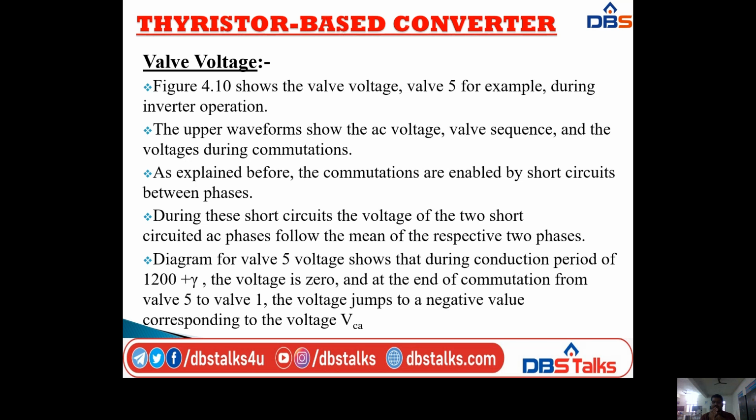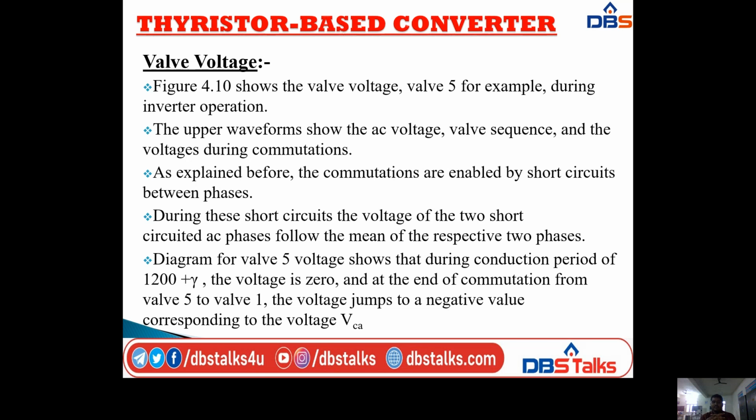In that diagram, the upper waveforms show the AC voltage, valve sequence, and the voltages during commutations. As explained before, the commutations are enabled by short circuits between phases. During these short circuits, the voltage of the two short circuited AC phases follows the mean of the respective two phases. So actually, it is a three-phase system.